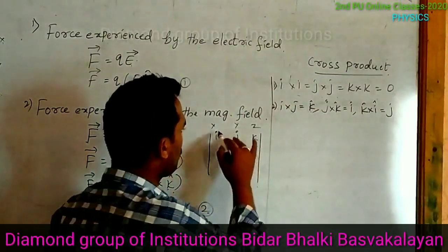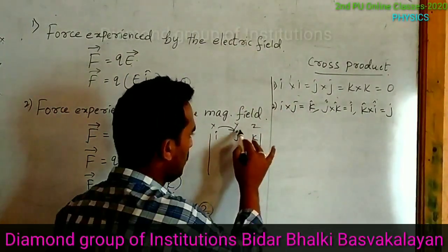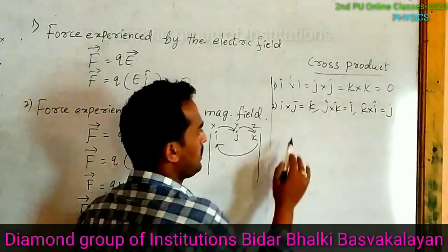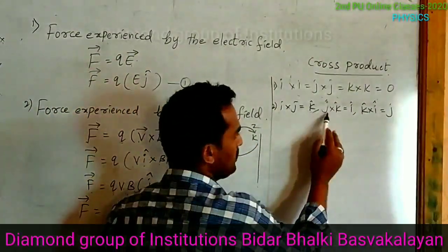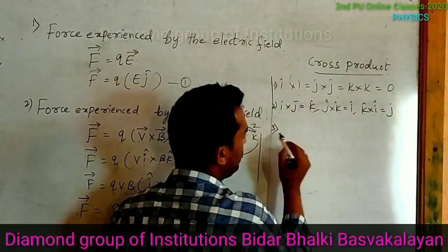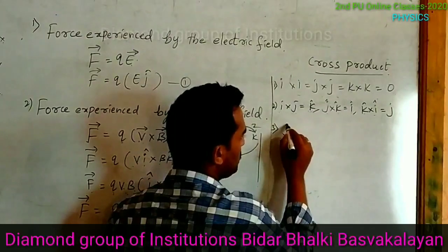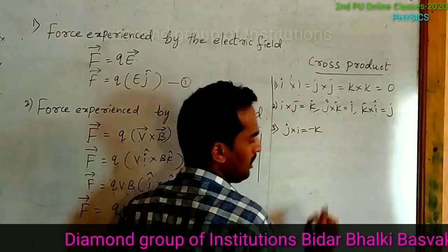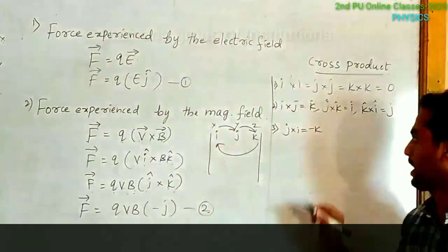That means it is cyclic. I cross J, J cross K, then again we come to I. I cross J equal to K. J cross K equal to I. K cross I equal to J. Then if you reverse the order, that means J cross I, J cross I becomes a negative sign. That is, the answer becomes minus K.